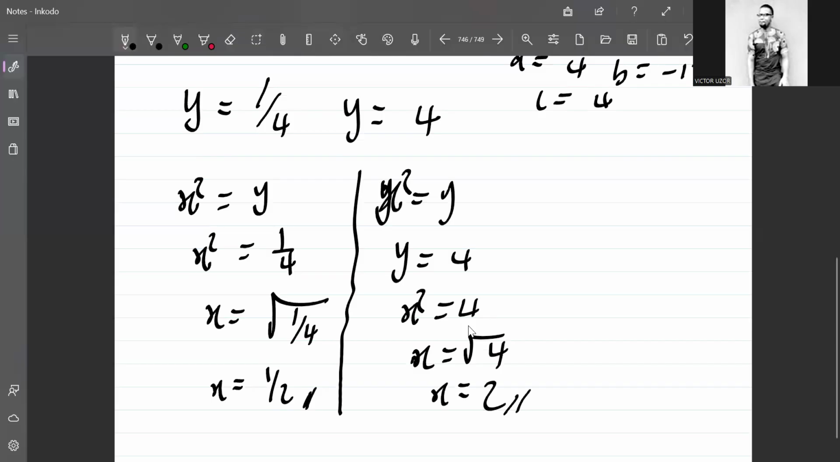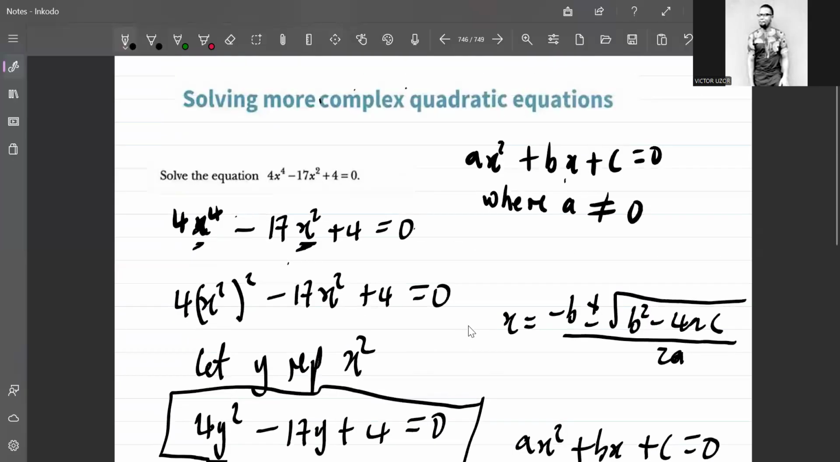So remember, whenever you square root something, the answer is plus and minus 2. So that is the first answer we are going to get when you apply this particular method to solve. Now let's look at another example.